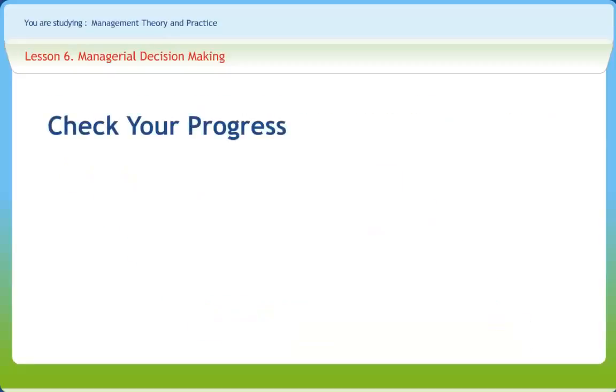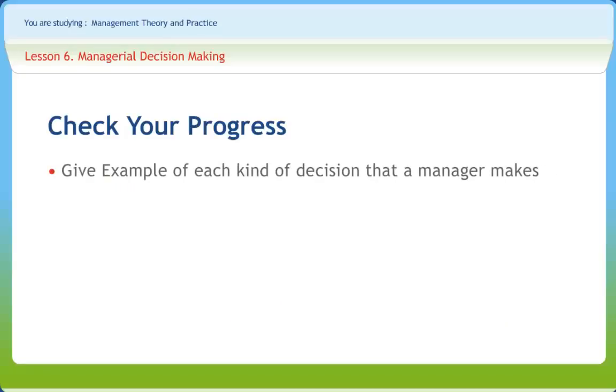Friends, let's check our progress now. Can we give an example of each kind of decision that a manager makes? One example of a program decision is managing human behavior, and a non-program decision is an increase in wage rate. Similarly, an example of a proactive decision is a reduction in price in anticipation of higher competition, and a reactive decision is a reduction in prices following the competitor.